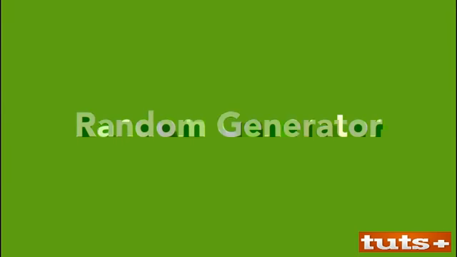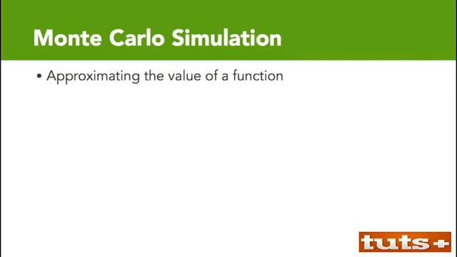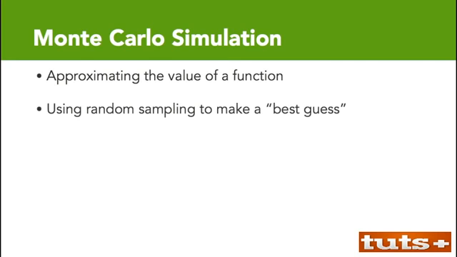Another common simulation technique is referred to as the Monte Carlo simulation. A Monte Carlo simulation is a way of approximating the value of a function where calculating the actual value is difficult or impossible. It uses random sampling to define constraints on the value and then makes a sort of best guess. Monte Carlo methods vary but tend to follow a particular pattern.